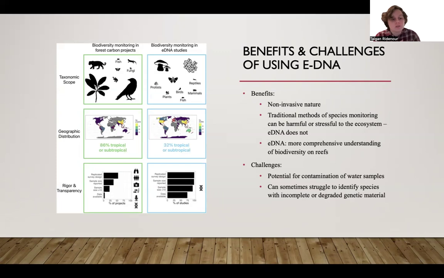However, there are some challenges to using eDNA in coral reef ecosystems. One key challenge is the potential for contamination of water samples, which could lead to false positives or incorrect identification of species. Careful sample collection and handling are crucial to minimize contamination risks. Additionally, eDNA analysis can sometimes struggle to identify species with incomplete or degraded genetic material, particularly for rare or elusive species. Another challenge is the high cost and complexity of DNA analysis, which requires specialized equipment and expertise. While the technology is advancing, it remains inaccessible for some smaller research organizations or conservation groups that lack the necessary resources.